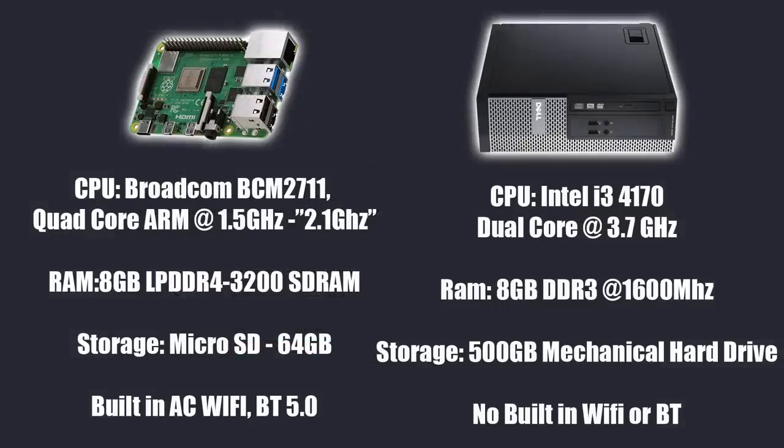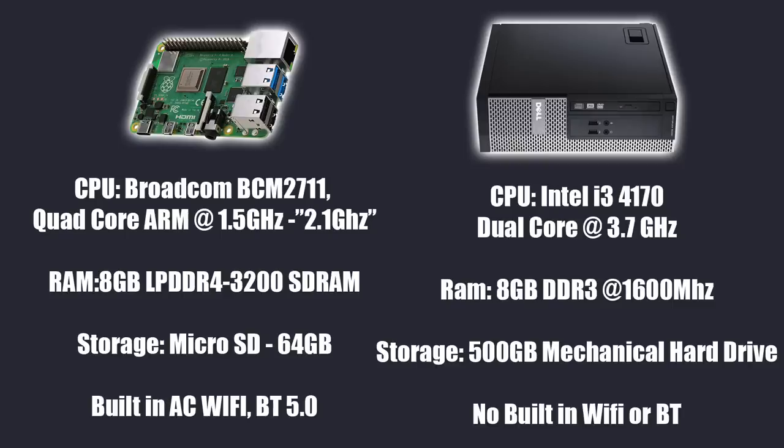So before we get into testing, I did want to go over the specs real quick. On the Raspberry Pi 4, for the CPU, we have a Broadcom BCM2711. This is a quad-core ARM A72 CPU at 1.5 GHz, but in all of my tests in this video, I will have the CPU overclocked to 2.1 GHz. For RAM, we have 8 gigs of LPDDR4 3200 SDRAM. Storage is going to be handled by a 64GB micro SD card, and this does have built-in AC Wi-Fi and Bluetooth 5.0, something that the Optiplex does not have.